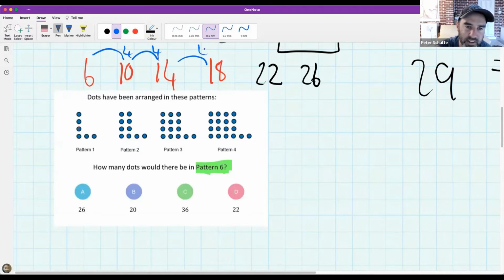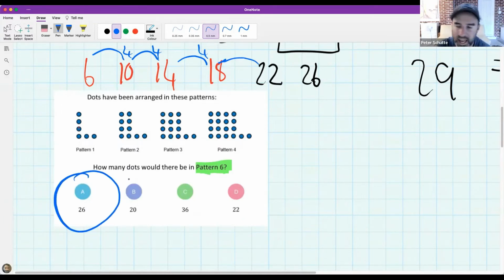And so what I'm saying is, to get the correct answer, oh wait, I haven't gone up far enough yet. I need to go further. So pattern 4 is 18. Pattern 5 would be 22. Pattern 6 would be 26. And so the correct answer would be A.